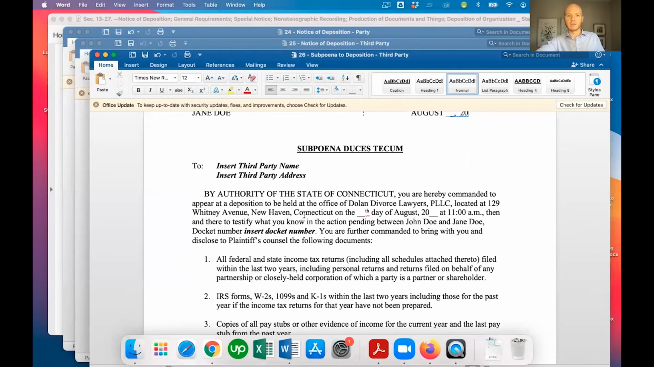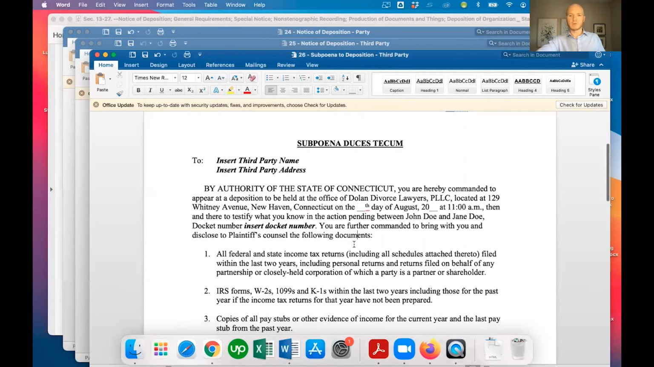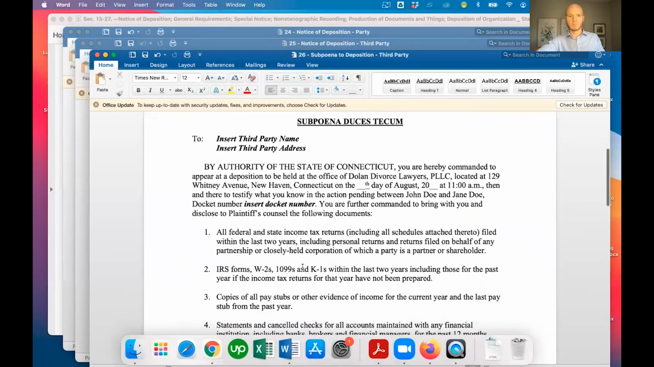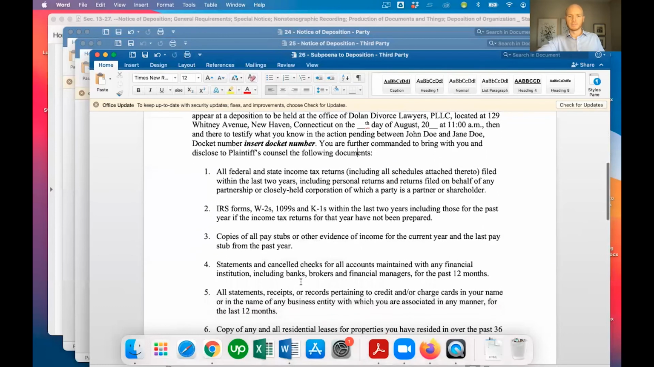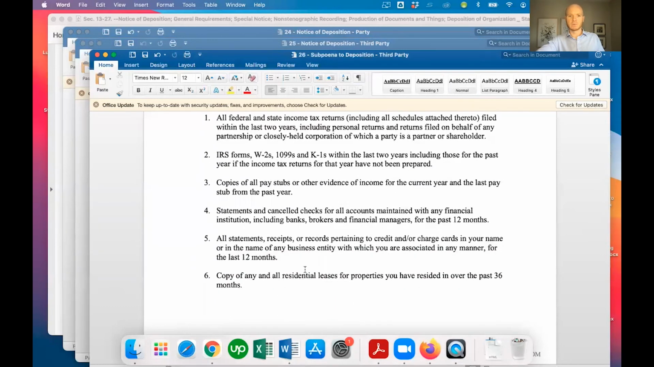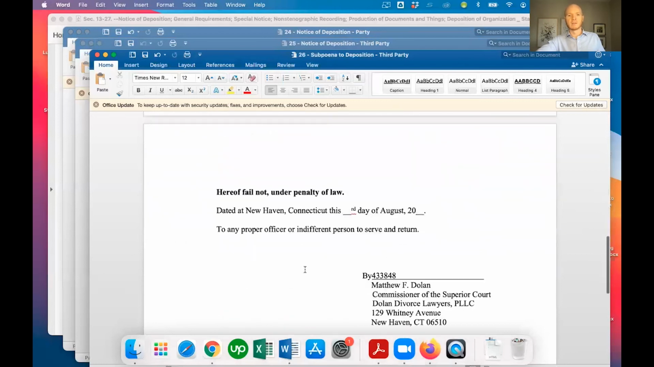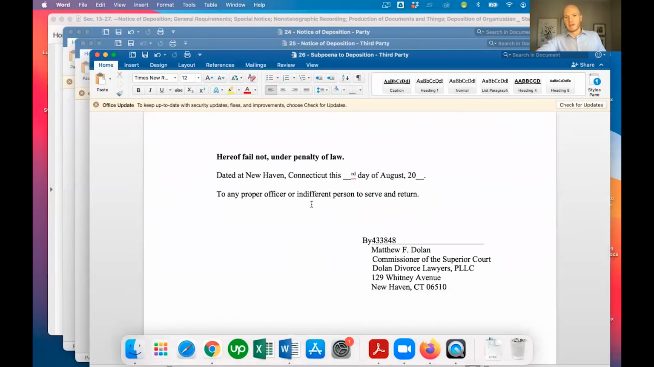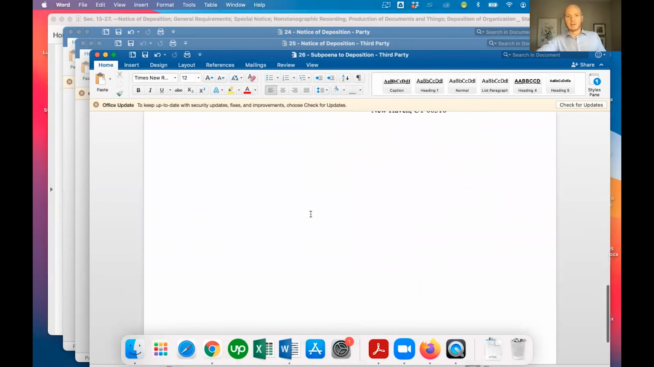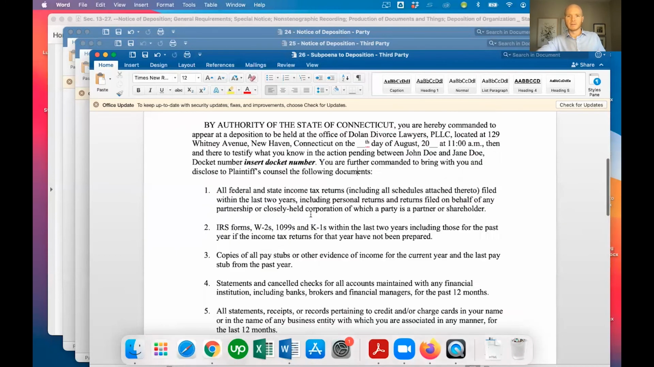You include the location, date, and time of the deposition, and the case that they're going to be testifying in relation to. And if you want that third party to bring certain documents, you're going to list the items that you're going to need them to provide. And then you're going to sign the bottom of the subpoena.